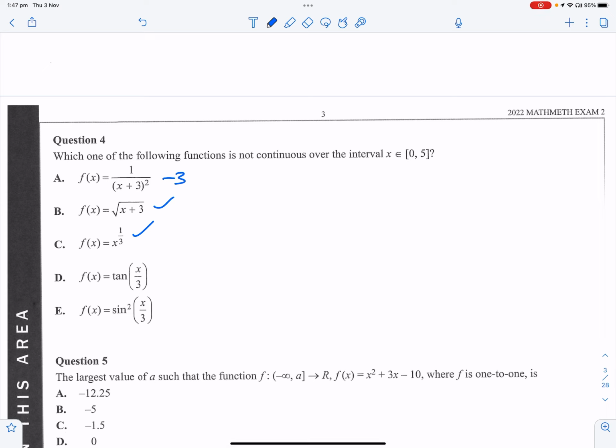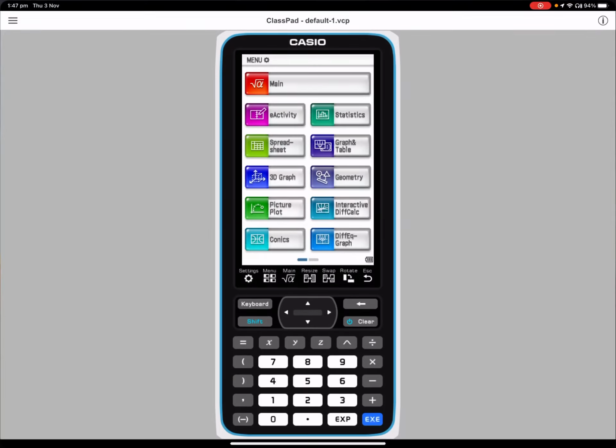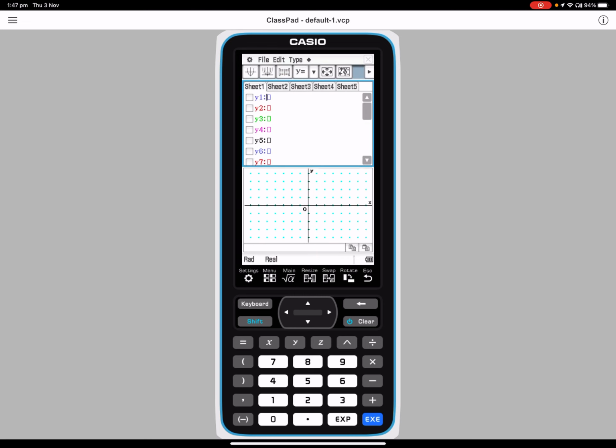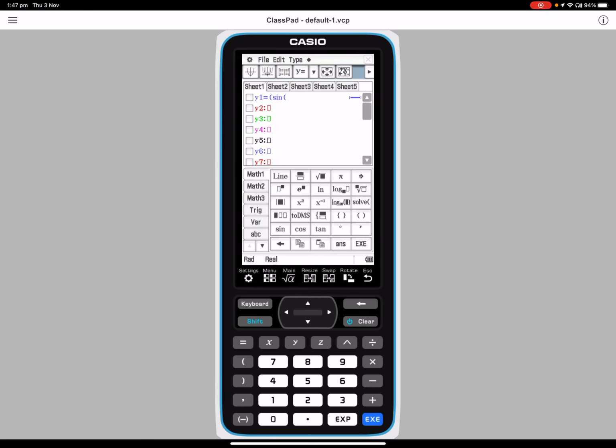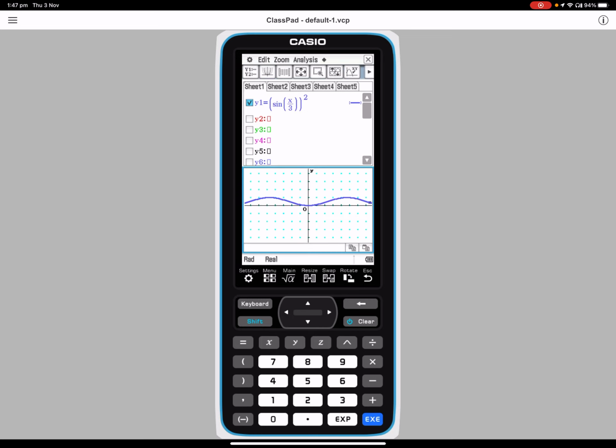Tan of x on 3 means that my period would be pi on 1/3, which is 6 pi. So my first asymptote would be 3 pi, which is greater than 5, so that's also continuous. Sine squared x on 3 from 0 to 5. Sine x on 3, I don't know why this isn't going to be continuous. Squared.